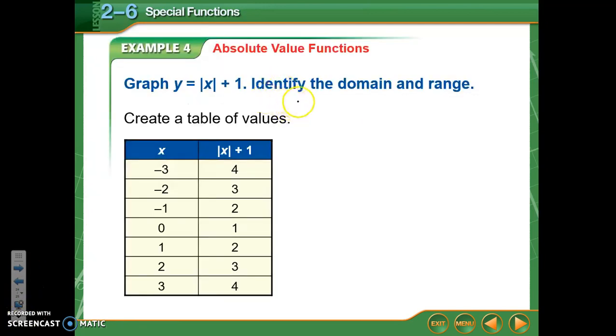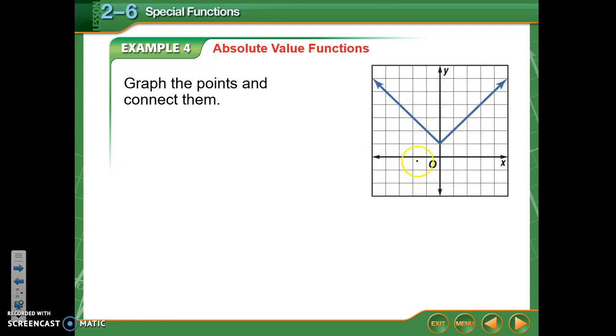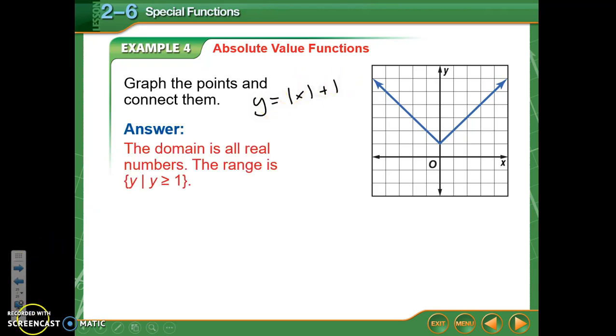All right, we're running out of a little bit of time on this video, but if you look at this example, basically what you do for absolute value is you make a table of values, and then you graph them. So if we were to graph the absolute value of x plus 1, this is what we would get. Notice that instead of being at 0, 0, it's moved up 1 unit to have its vertex at 0, 1, and that's because of this plus 1 that's right here. And we will finish this tomorrow.